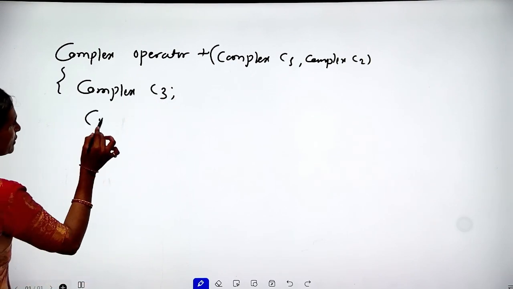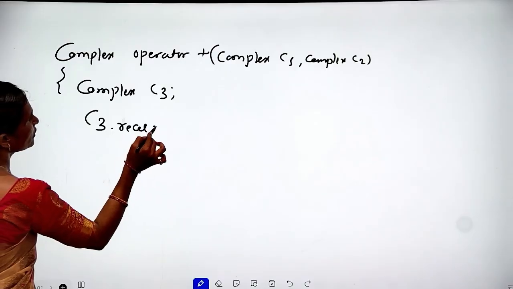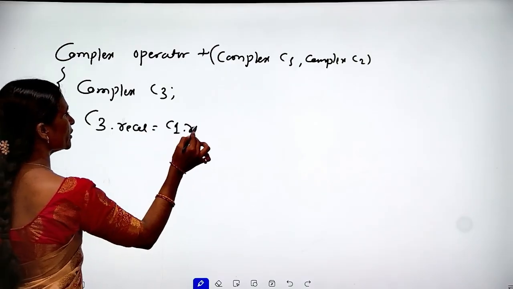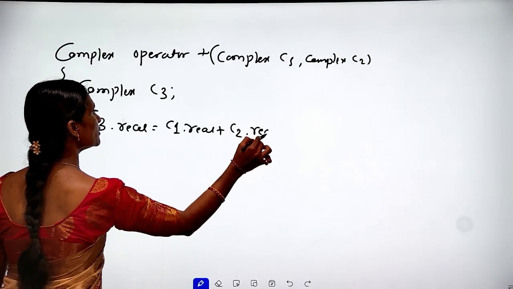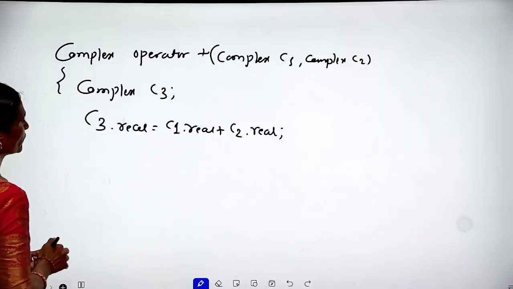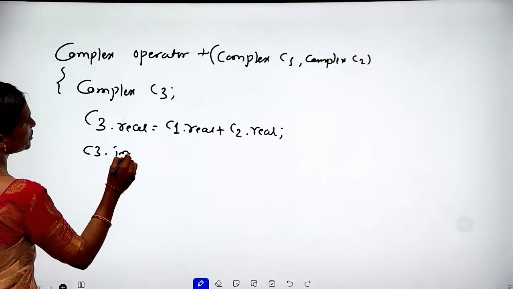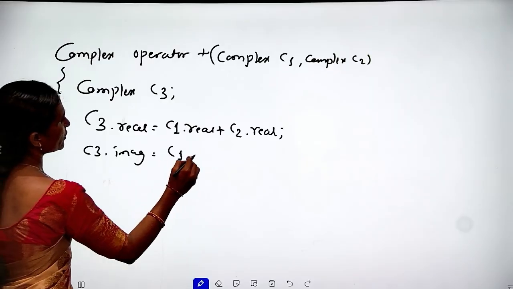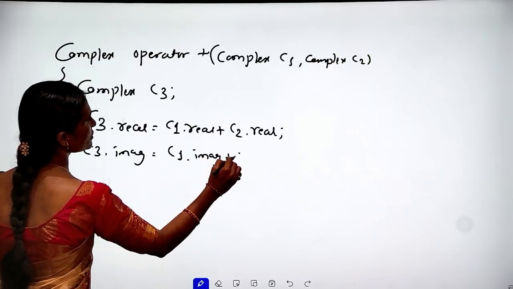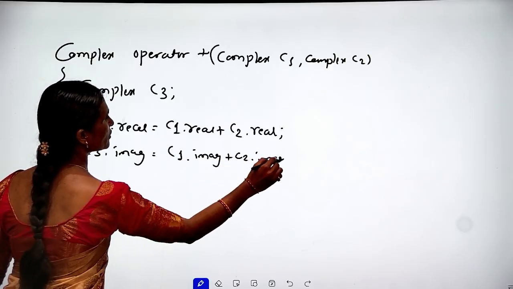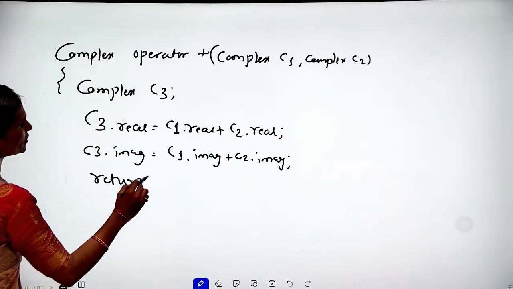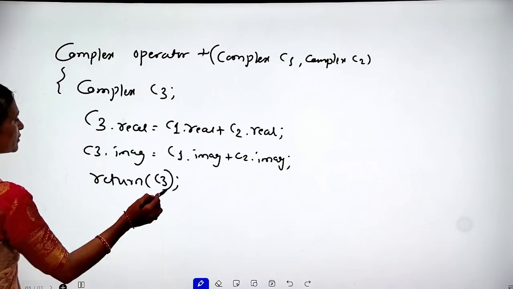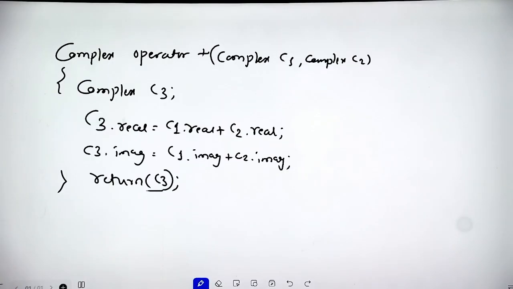So what do we have to do now? C3 dot real is equal to C1 dot real plus C2 dot real, and C3 dot imaginary is equal to C1 dot imaginary plus C2 dot imaginary. Once it's calculated, what do we have to return? C3, as the data is stored in C3. So this is how the computation is done.